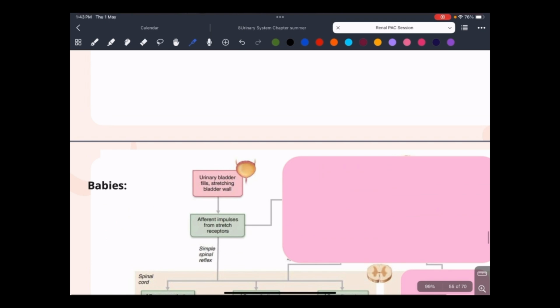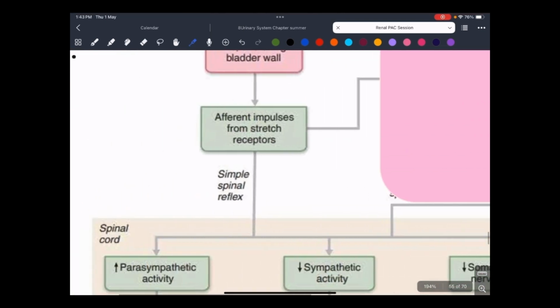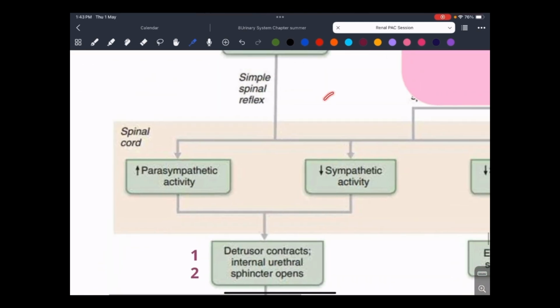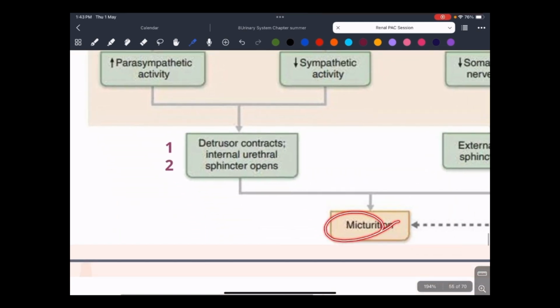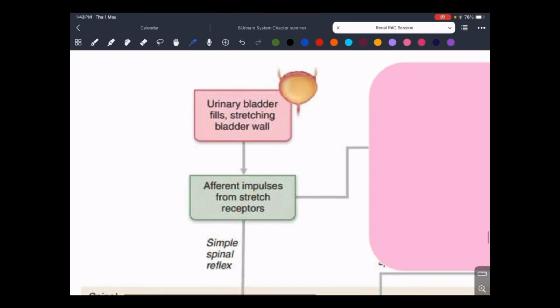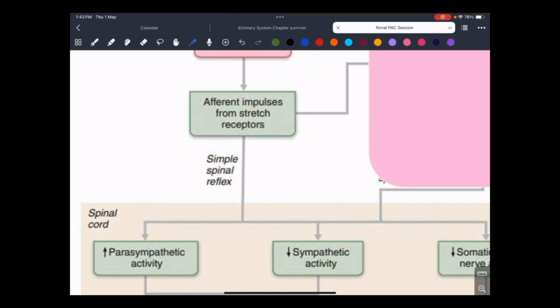So again, this is why it's called the simple spinal reflex, because it's simple: my bladder filled, my nervous system responded, and micturition happened. No special cases here. Again, the bladder is a muscular structure, but it's going to fill with urine and stretch. When the stretch occurs, afferent nerve impulses, afferent meaning away, go from the bladder away to the spine. It tells it, hey, my bladder is now full.